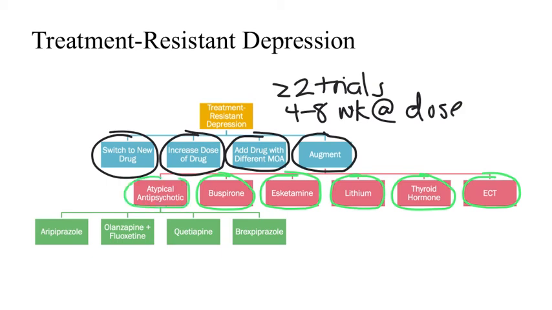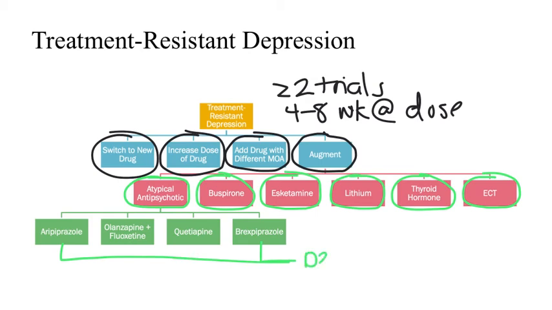The primary atypical antipsychotics that would be used in treatment-resistant depression are aripiprazole, olanzapine, which is found in combination with fluoxetine called Symbyax, quetiapine, and brexpiprazole. Aripiprazole or Abilify is a dopamine serotonin partial agonist.